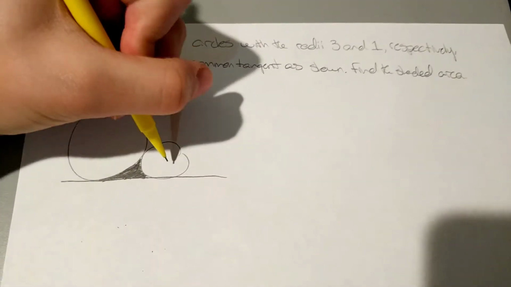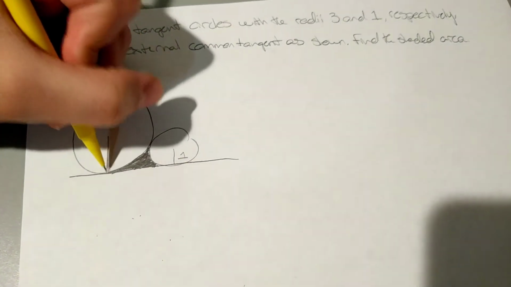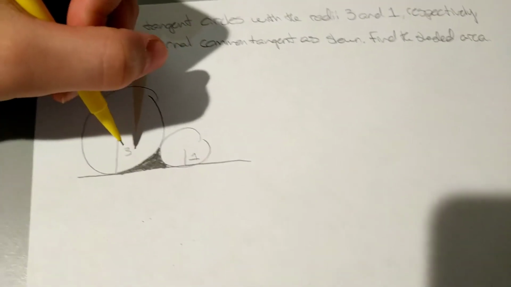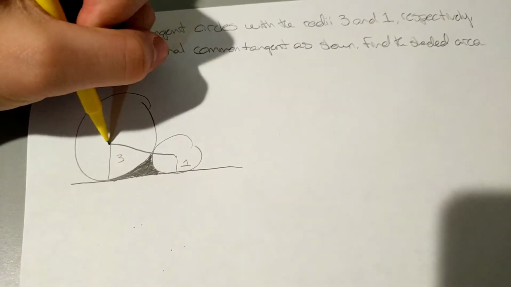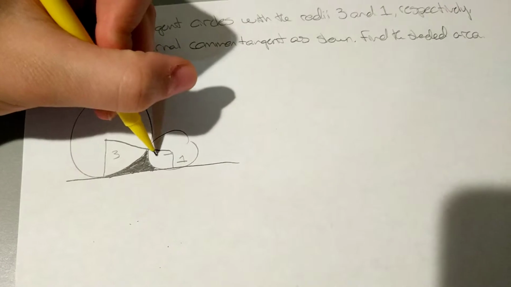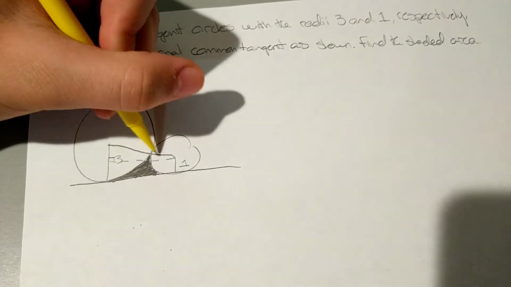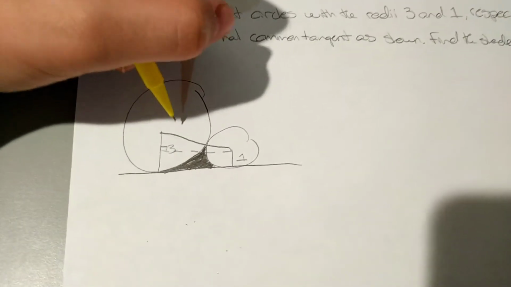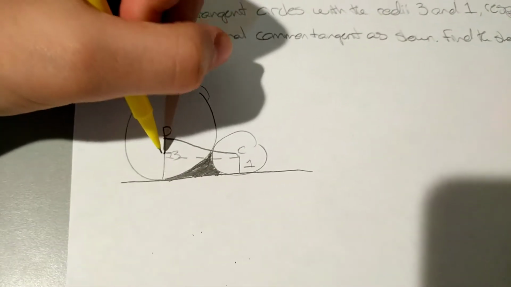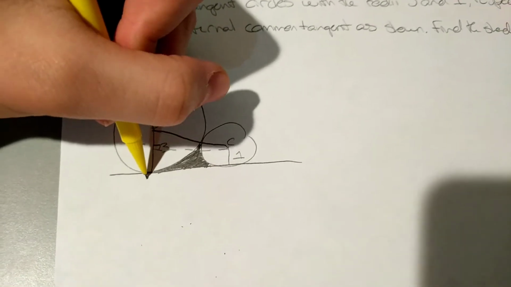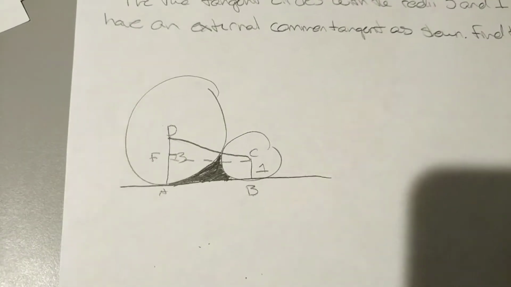Okay, so the first thing I'm going to do is write in these 3 and 1. The next thing I'm going to do is draw some lines so that we can figure out some common things between them and eventually solve this. So I'm going to be drawing a right triangle over here. I'm just going to be labeling some points.